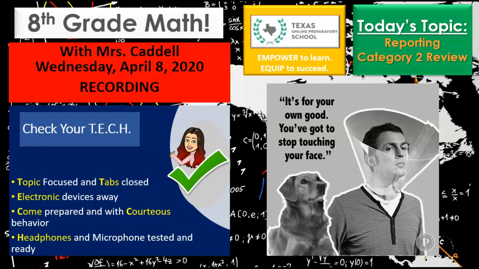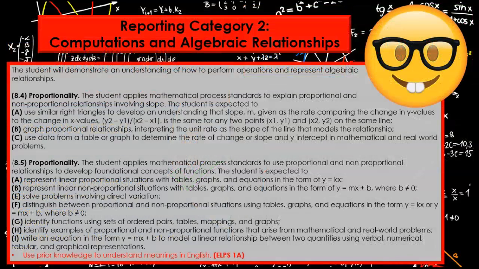Reviewing reporting category 2. Again, next week we will continue talking about reporting category 2. We'll just talk about the second half of TEKS. The first half of reporting category 2 is 8.4 proportionality and 8.5 proportionality. So lots of talk this week about slope, constant rates of change, unit rate, y is equal to mx plus b, all of those things that are involved with proportionality.